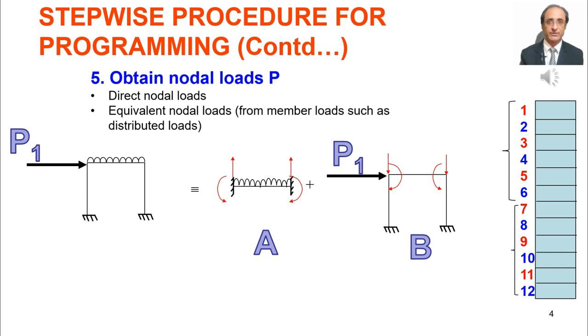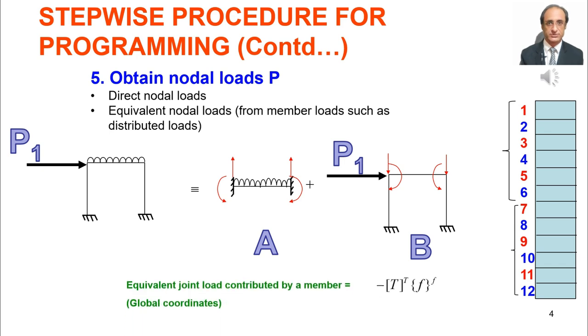So when we obtain the fixed ended forces, we have to convert them into equivalent joint loads. This can be programmed in a very simple way using the transformation matrix. Usually we are getting the fixed ended forces in the local coordinate system. So if we pre-multiply it by T transpose and use the minus sign to bring about the opposite direction, then we obtain equivalent joint loads in the global coordinate system.